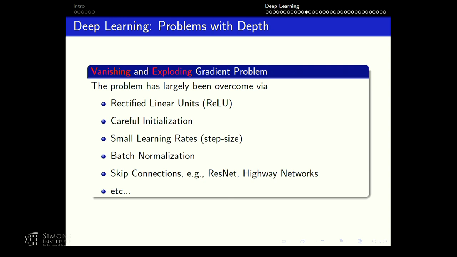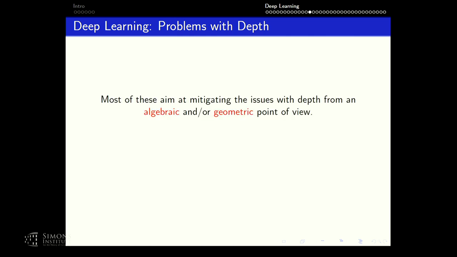But people have realized this, as was pointed out, and there are many ways you can get around this particular issue. By changing your activation function, instead of the typical thing people used to do, like the tanh or the sigmoid, now there are people who work with the ReLU, which gets around this issue of vanishing gradient. You can also try careful initialization. You can fine-tune the step size, use batch normalization, and more recently new architectures like ResNet and highway networks that get around this. But the common denominator in all of these remedies is that you look at the problem, it manifests some algebraic or geometric issues, and you try to mitigate those.